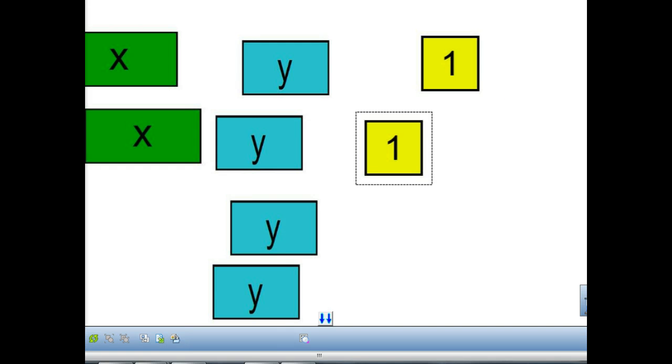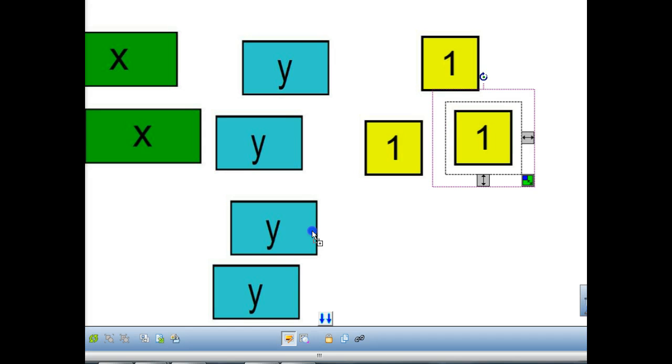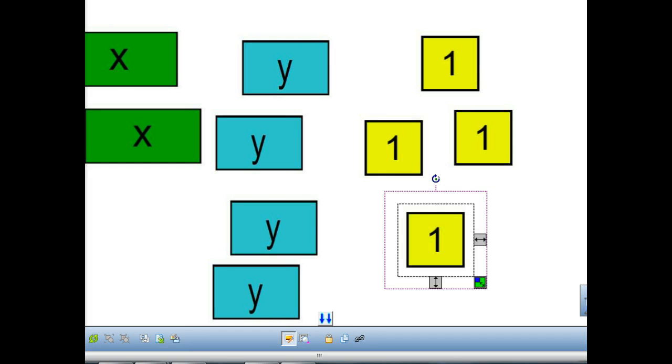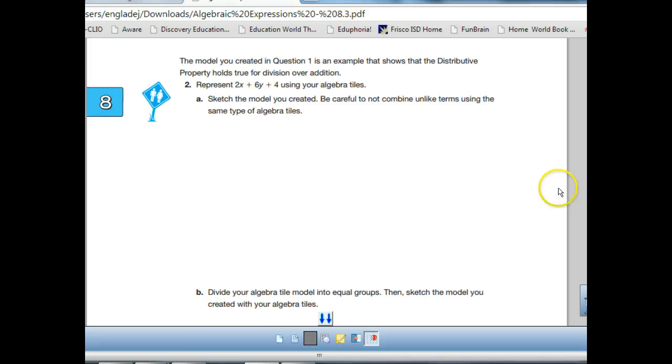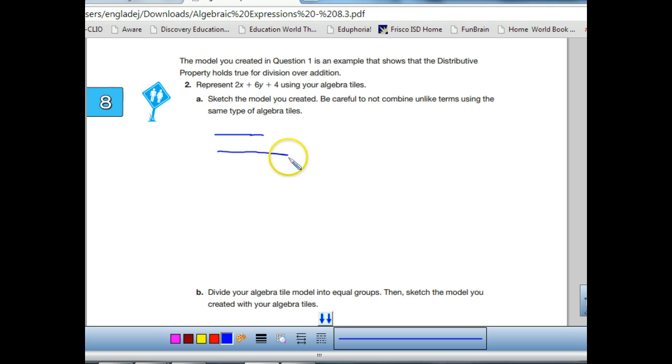And so what would that look like as a sketch? Remember that the y's are going to be a little bit shorter than my x's, right? So 2x plus 6y look like this. So here's my x's. Oh, goodness. Here's my y's.